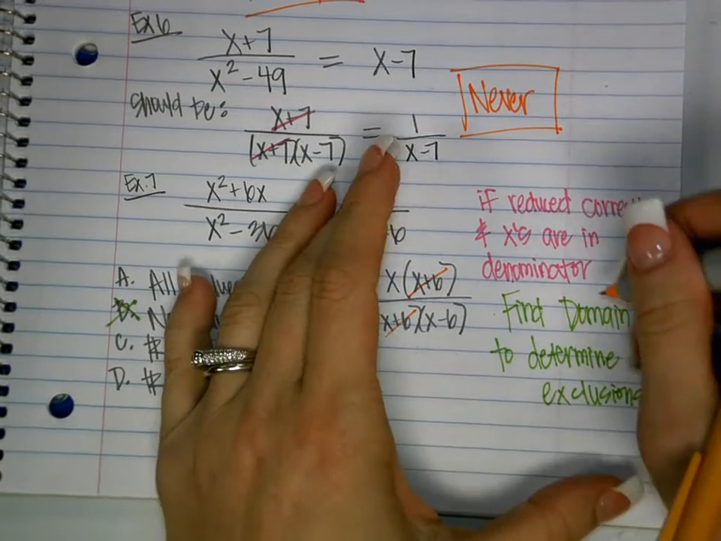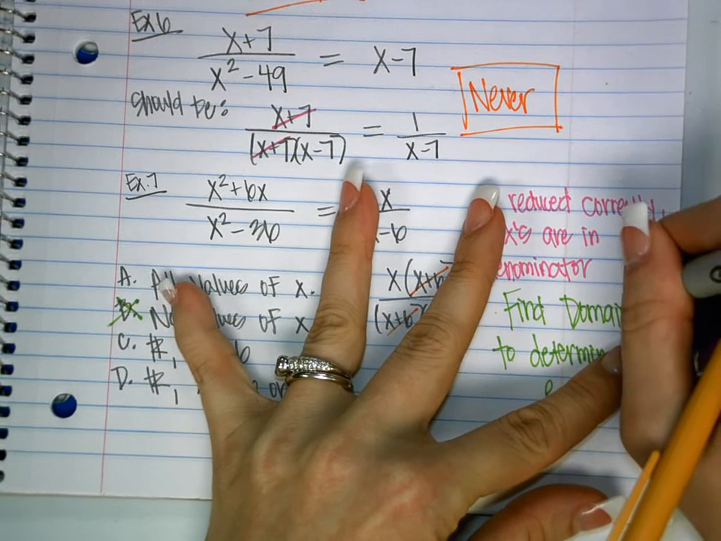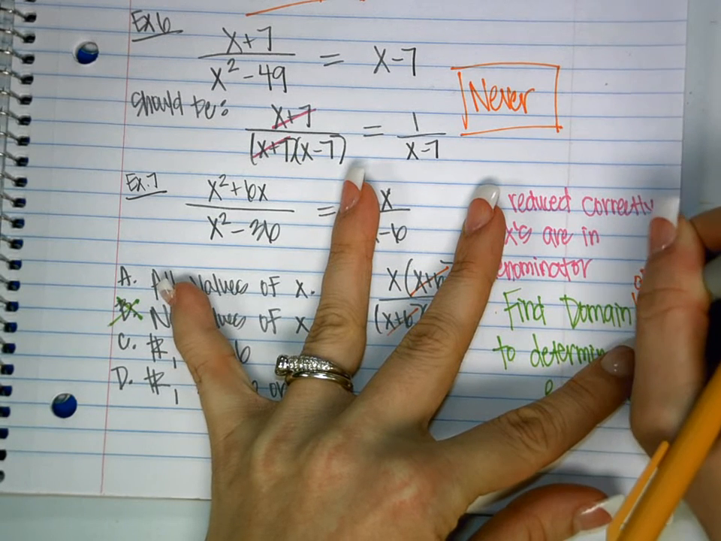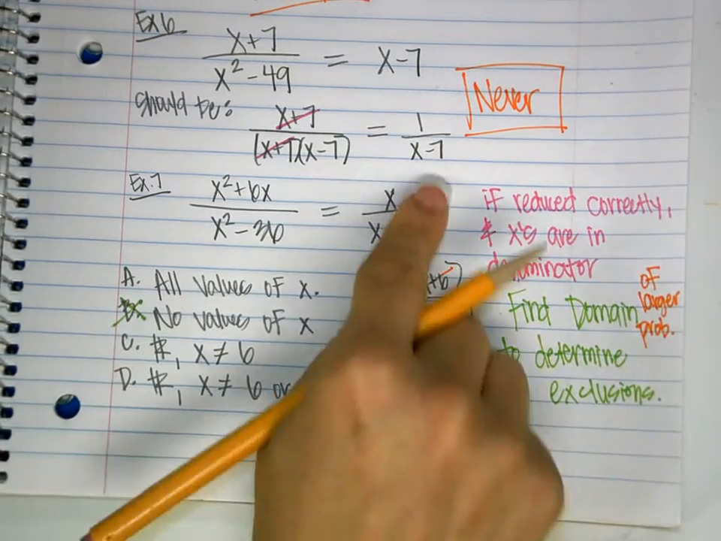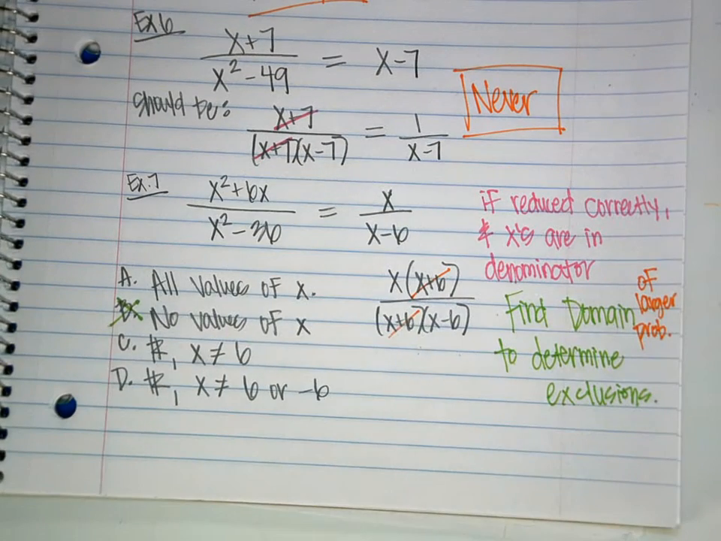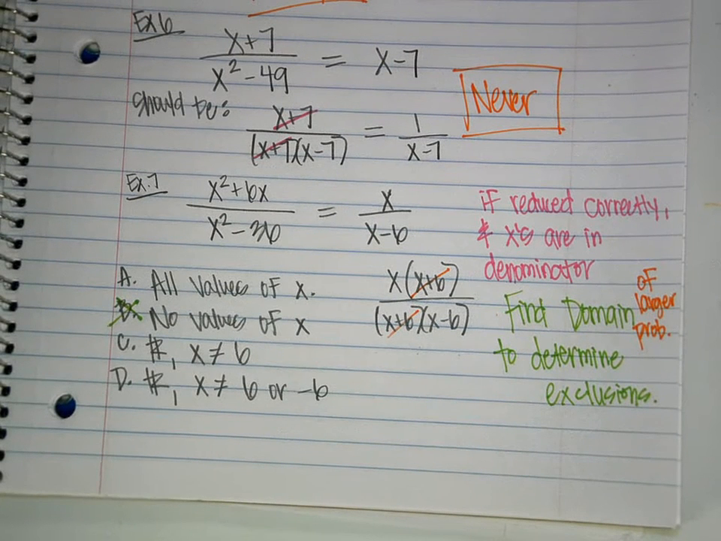But it's not just find any domain. I want you to find the domain of the larger problem. Okay? So don't just find the domain of the little side. I want you to find the domain of the original problem. Okay? The bigger problem. So domain, we said what? The bottom cannot equal what?